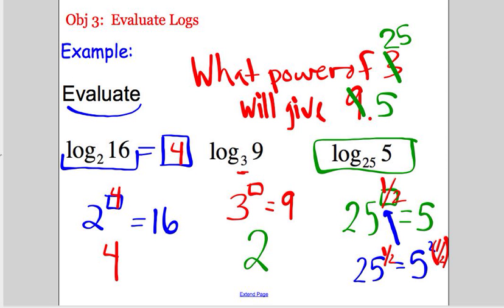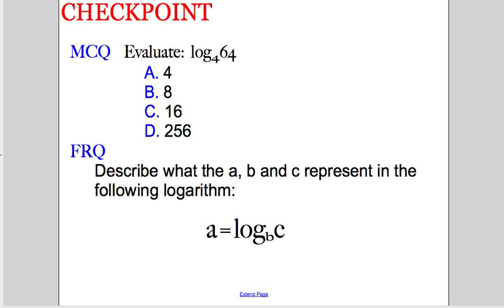Changing things from logarithms to exponents is a very important thing to be able to do. So let's take a look at your checkpoints for today. Remember, there's always a multiple choice question that you'll have to explain and a free response question. So do your best to try these problems and bring your questions into class tomorrow.